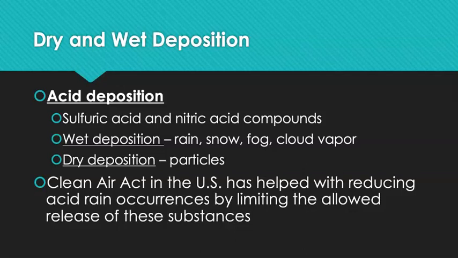One thing to note, though, is that the Clean Air Act in the U.S. did help with reducing acid rain occurrences. This is because the Clean Air Act helps limit some of these polluting chemicals that are released into the atmosphere. The Clean Air Act does this by legally regulating the amount of chemicals that are allowed to be released by certain locations, for example a coal-fired power plant, into the atmosphere.